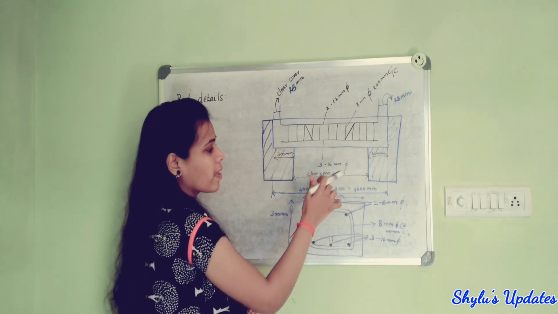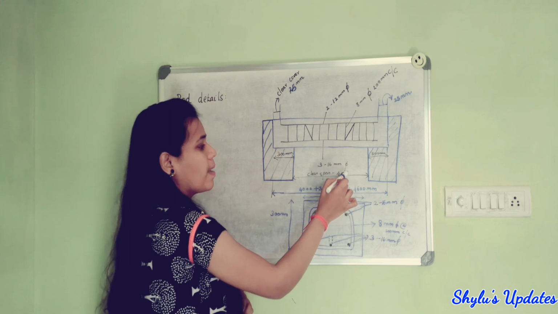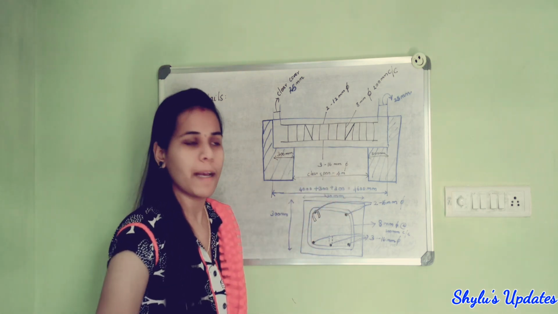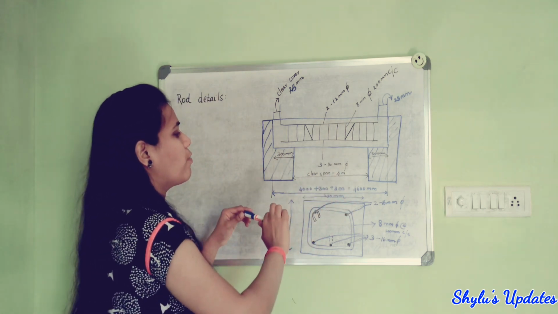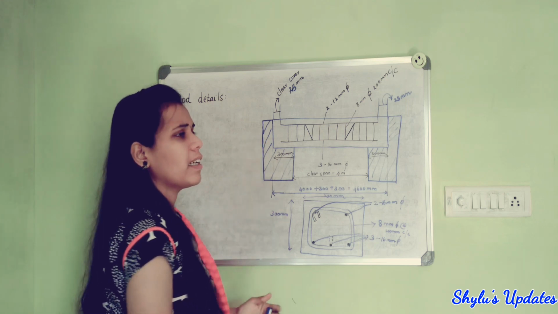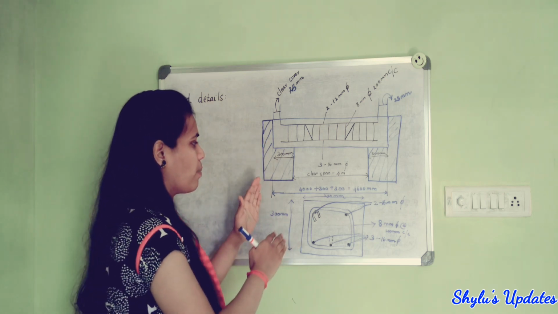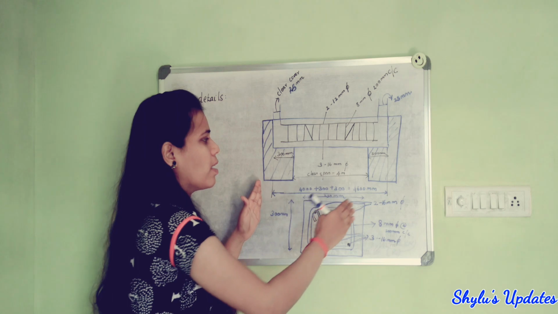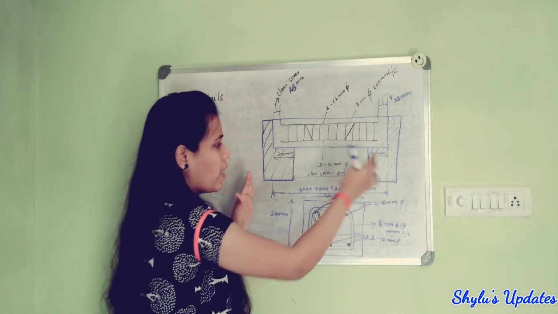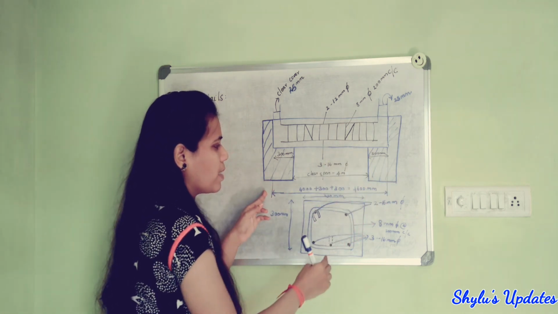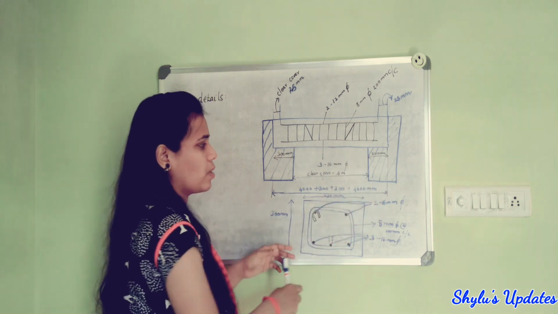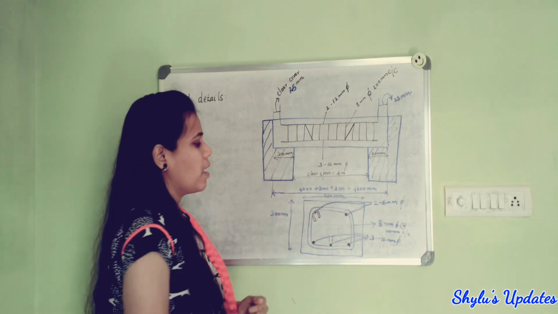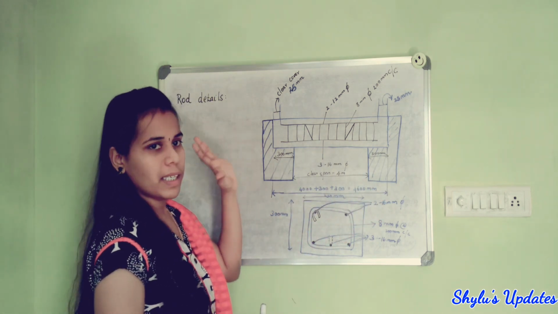The clear span is this one. So the clear span is 4 meter, which means 4000 mm. If we take the length of the beam, we have to take it from this bearing on wall to this bearing on wall, the total length from this end to this end. So that is the total length of the beam. This is the basic detail.